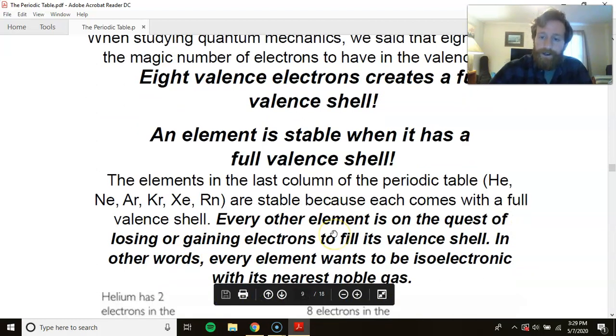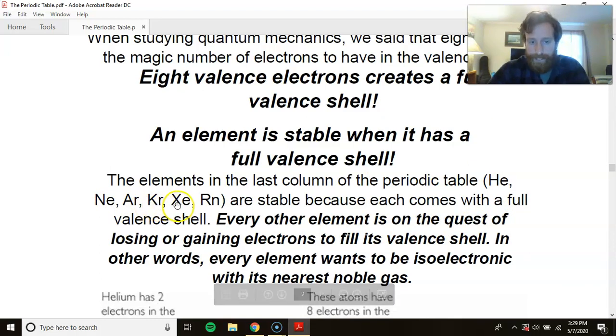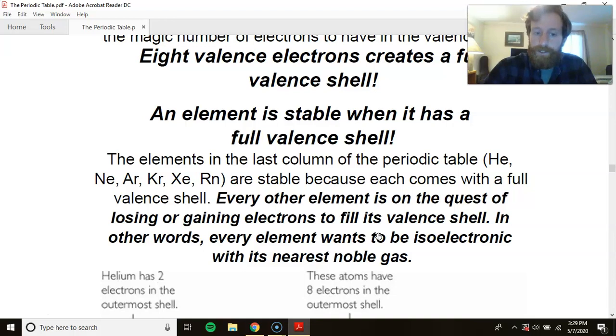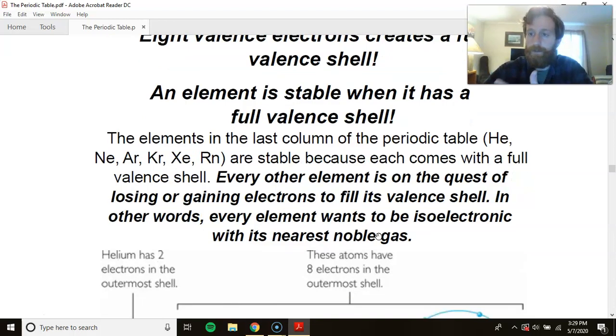8 valence electrons creates a full valence shell, and an element is stable when it has a full valence shell. The elements in the last column of the periodic table, helium, neon, argon, krypton, xenon, and radon, are stable because each comes with a full valence shell. We call those elements, that last column, the noble gases. And we call them noble gases because they're noble. They don't mix with other elements. They won't form compounds with anybody else. Like nobility does not mix with peasants.